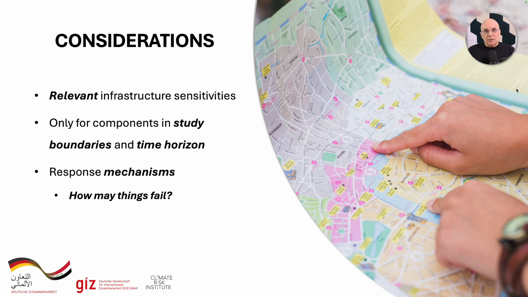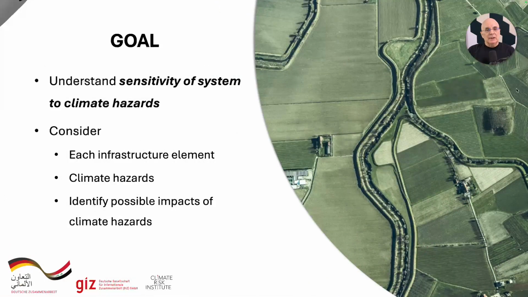We only consider relevant system sensitivities, only for components in the system boundaries and within the time horizon of the assessment. And we ask questions like, how may this system fail? How will it respond? The goal is to understand the sensitivity of the system to climate hazards. We consider each infrastructure element, the climate hazards, and identify potential impacts of those climate hazards on the system.